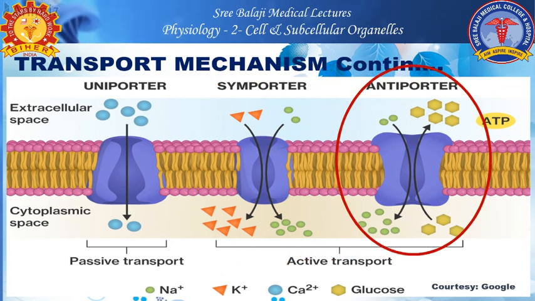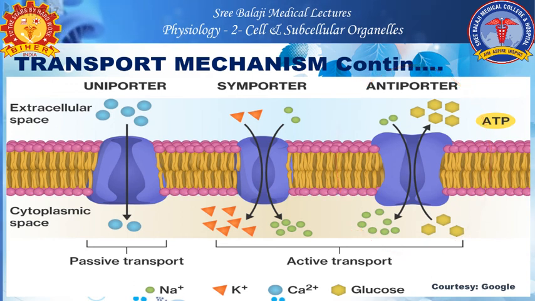Antiport means two solutes are transported, one in one direction and the other in the opposite direction. That is the sodium potassium transporter. So this is all about the transport mechanisms across the bilayer plasma membrane. Again, uniporter is single, symporter is double in the same direction, antiporter in the opposite direction.